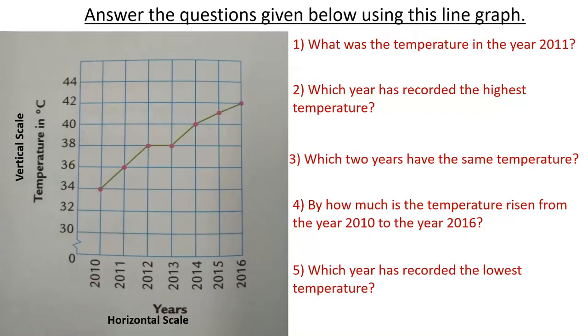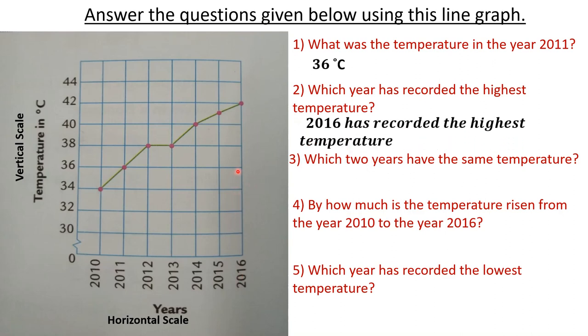Dear students, now let's answer the questions given below using this line graph. Question 1. What was the temperature in the year 2011? In year 2011, temperature was 36 degrees Celsius. Question 2. Which year has recorded the highest temperature? Year 2016. So 2016 has recorded the highest temperature. Question 3. Which 2 years have the same temperature? Year 2012 and 2013.